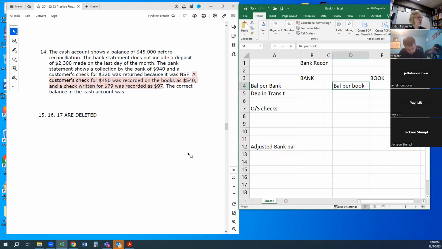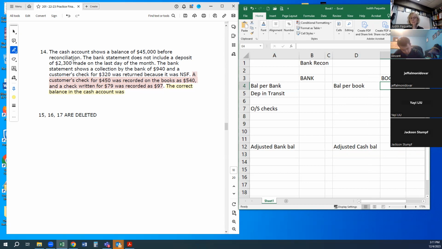And again, I say to students, go to the question first. So the question is, highlight, okay, the question is right here: the correct balance in the cash account was. And so what are they asking? They are asking for the adjusted balance, the adjusted cash balance, right here, after we've started with that beginning balance and made any adjustments.